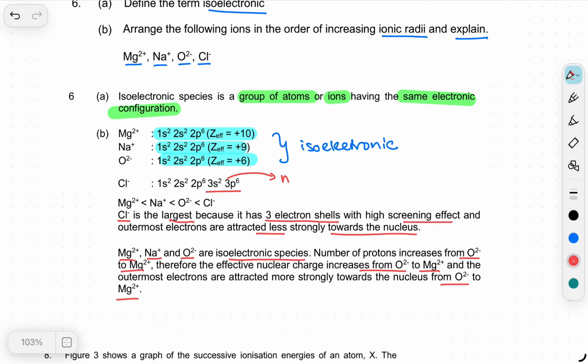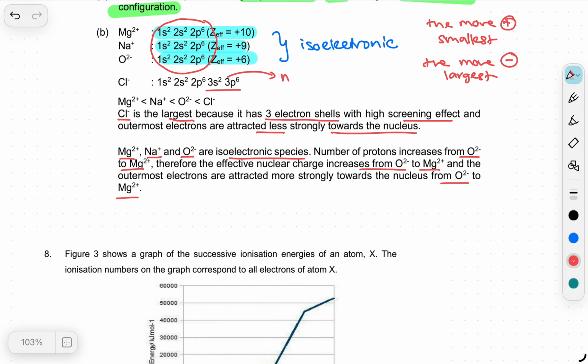An easy way to remember this, as I told you in class, is that if all of them are isoelectronic species, the more positive cation will be the smallest, and the more negative anion will be the largest, provided they are all isoelectronic. Right, so let's go on to question number 8 now.